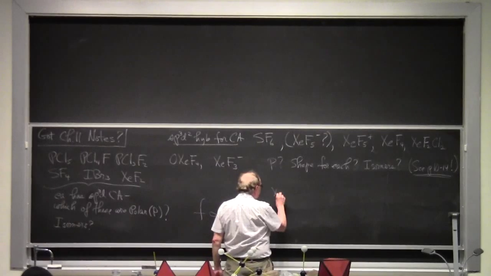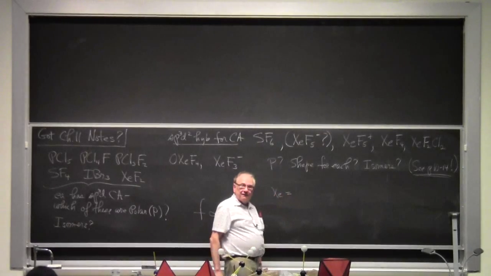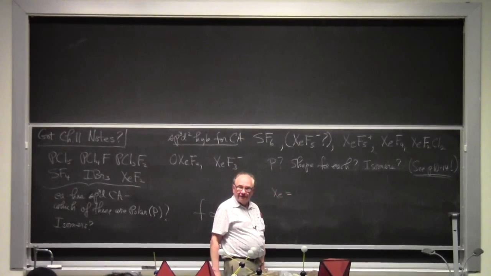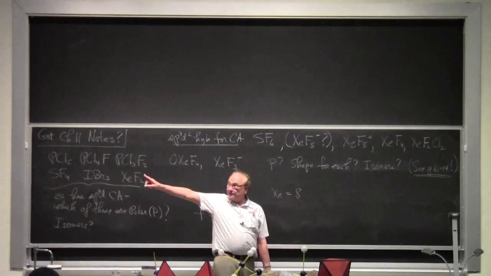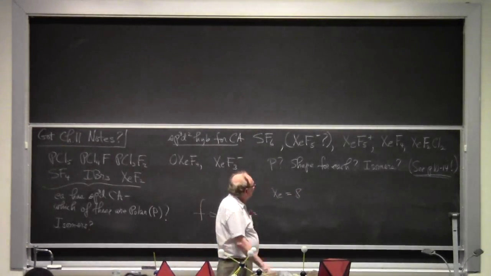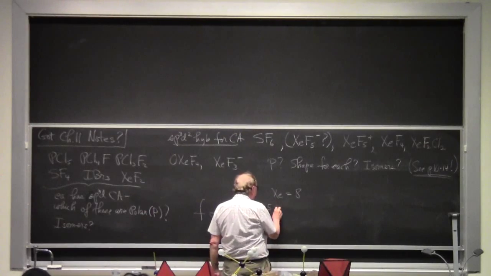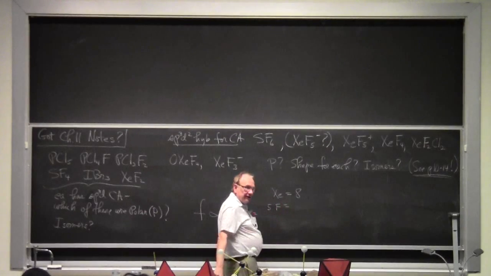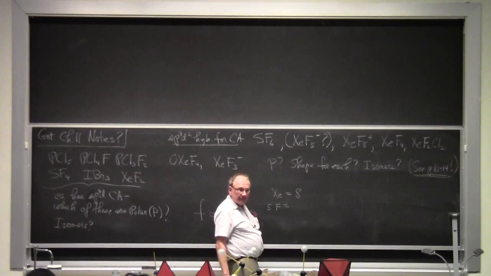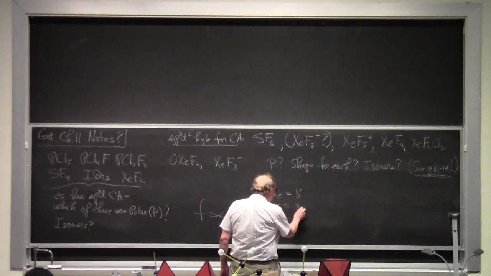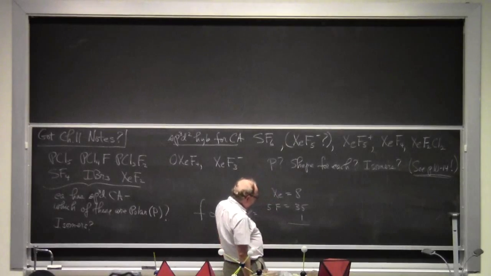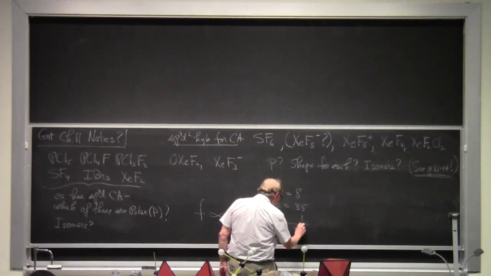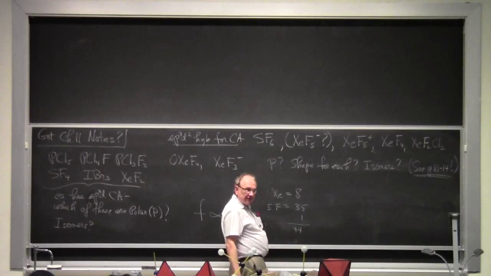Xe, how many valence electrons? 8. Remember, noble gas atom, family 8. 5 times F, how many? 35. And 1 for the charge. Well, if I do this arithmetic correctly, I get 44 total electrons.